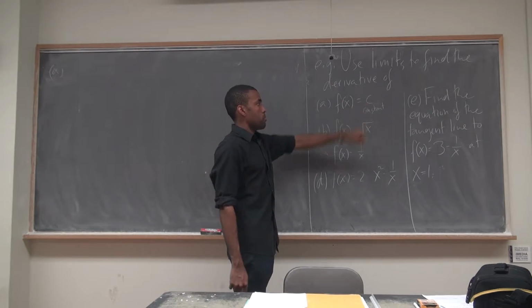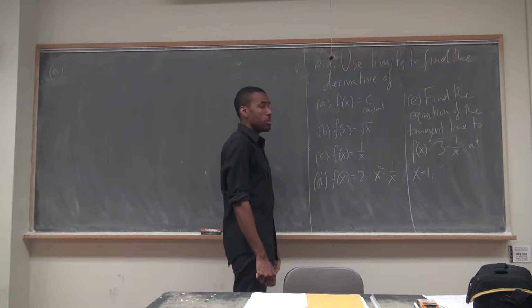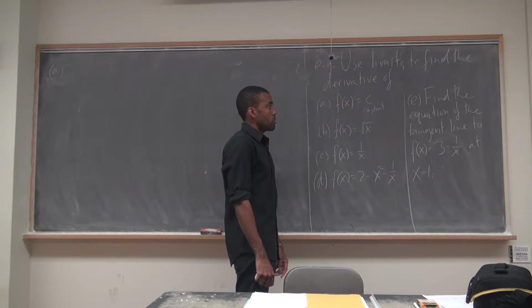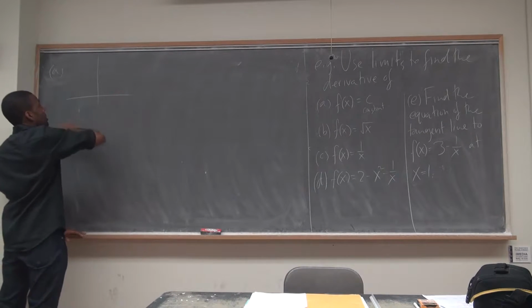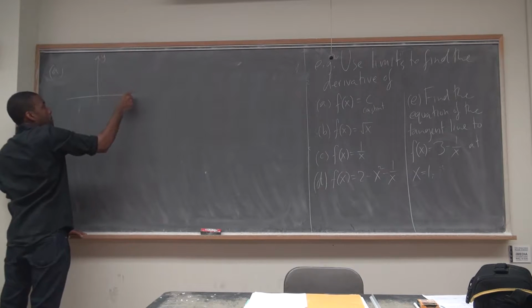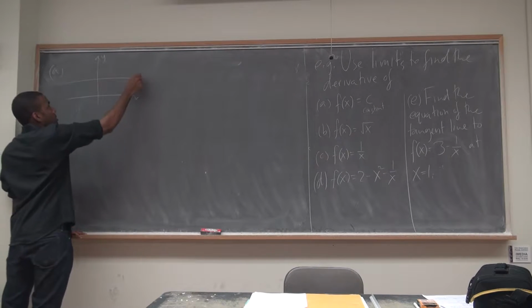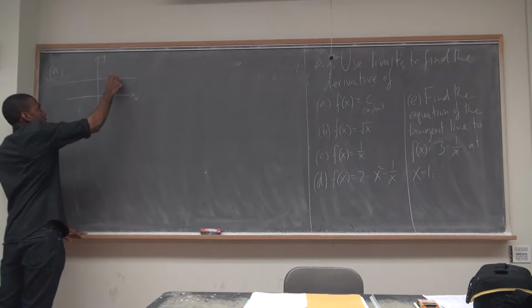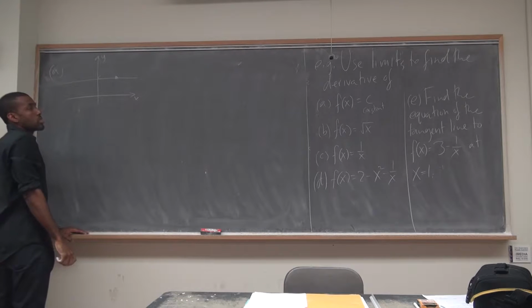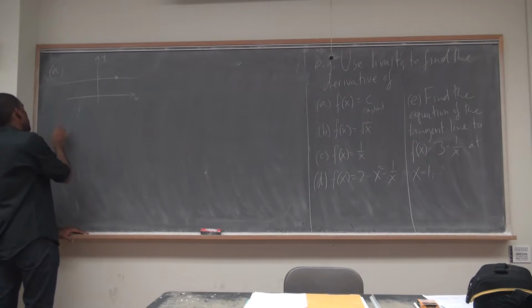If my function is a constant, what do you think the derivative is going to be? What does a constant function look like? It's just a horizontal line, right? So this is my function f of x equals c, passing through c. What is the slope of a tangent line to a point here? Zero, it's a horizontal line. So we expect to get 0 here.